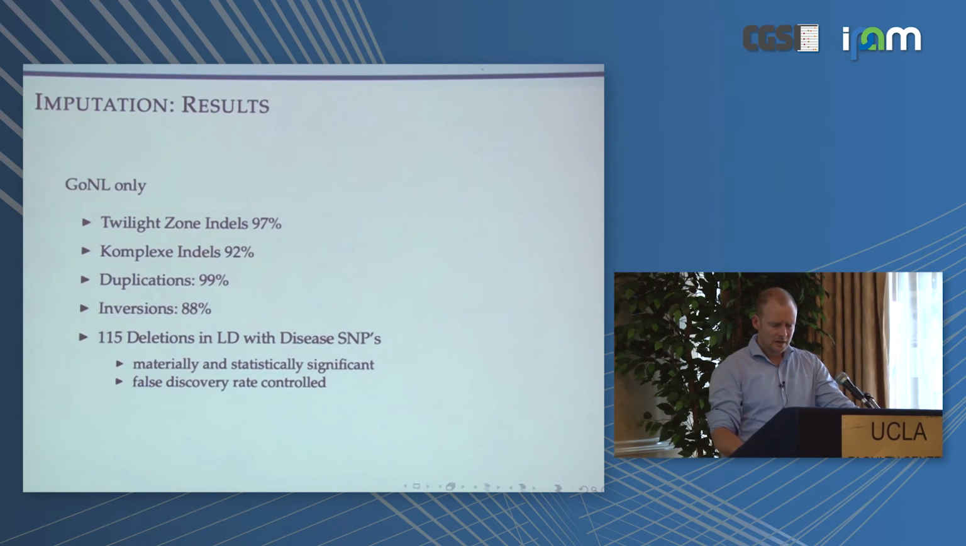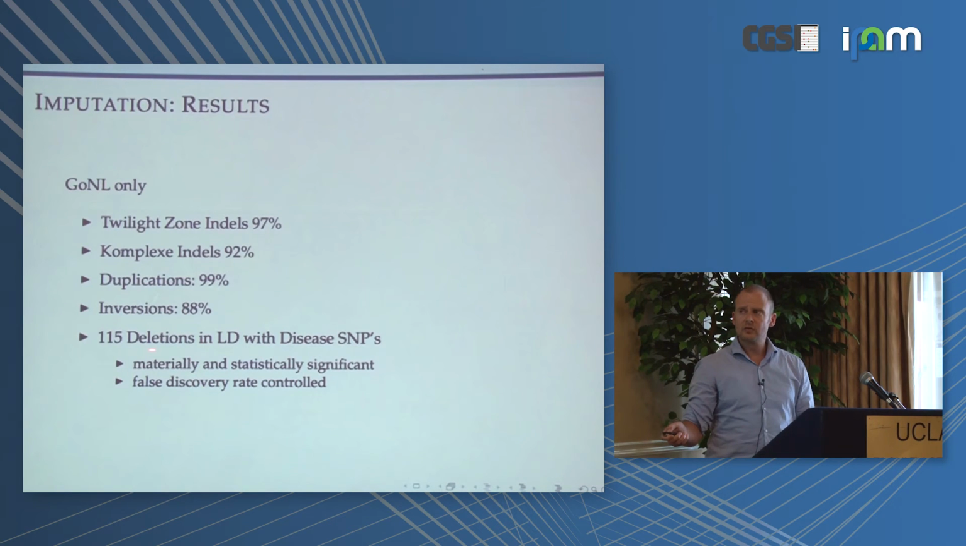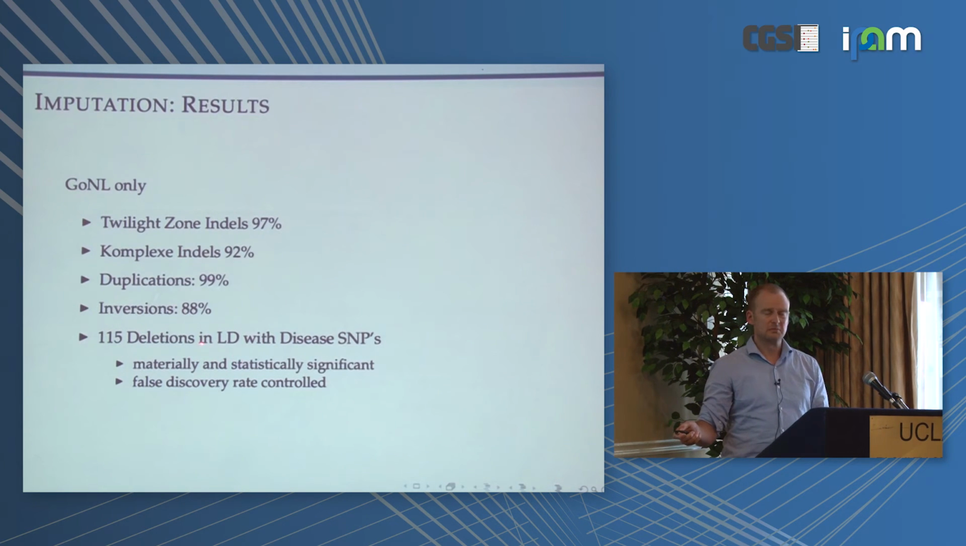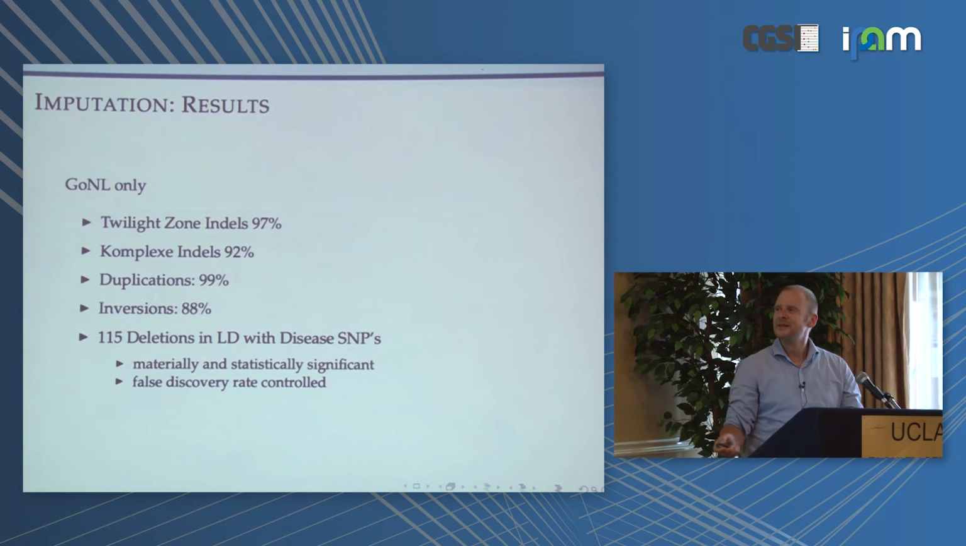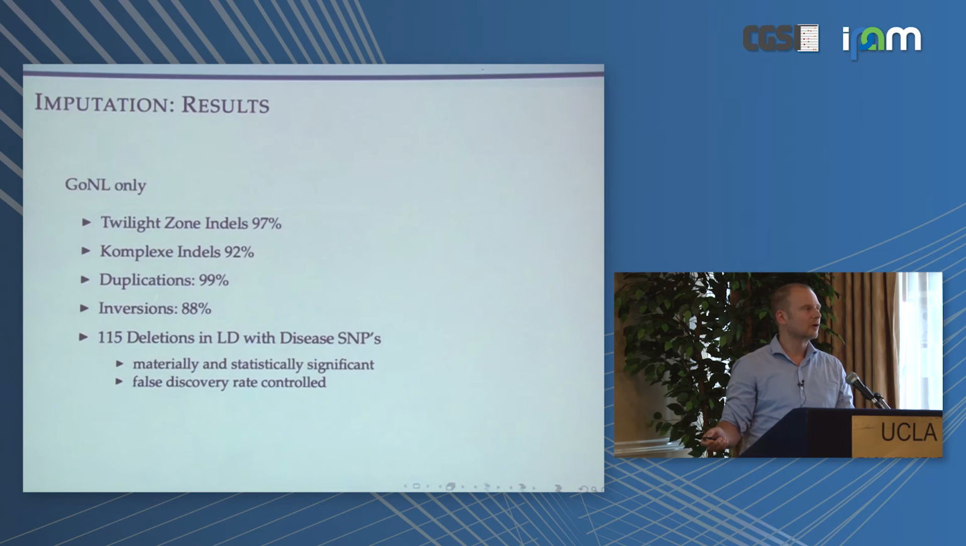We also have 150 deletions, which we discovered to be materially and statistically significantly in LD with disease SNPs discovered before. Two of them had already been published in Nature papers or something. So 130 more to explore. Maybe they're the cause of variance, I don't know. I'm not an expert in this. We also control the false discovery rate in the procedure we applied.